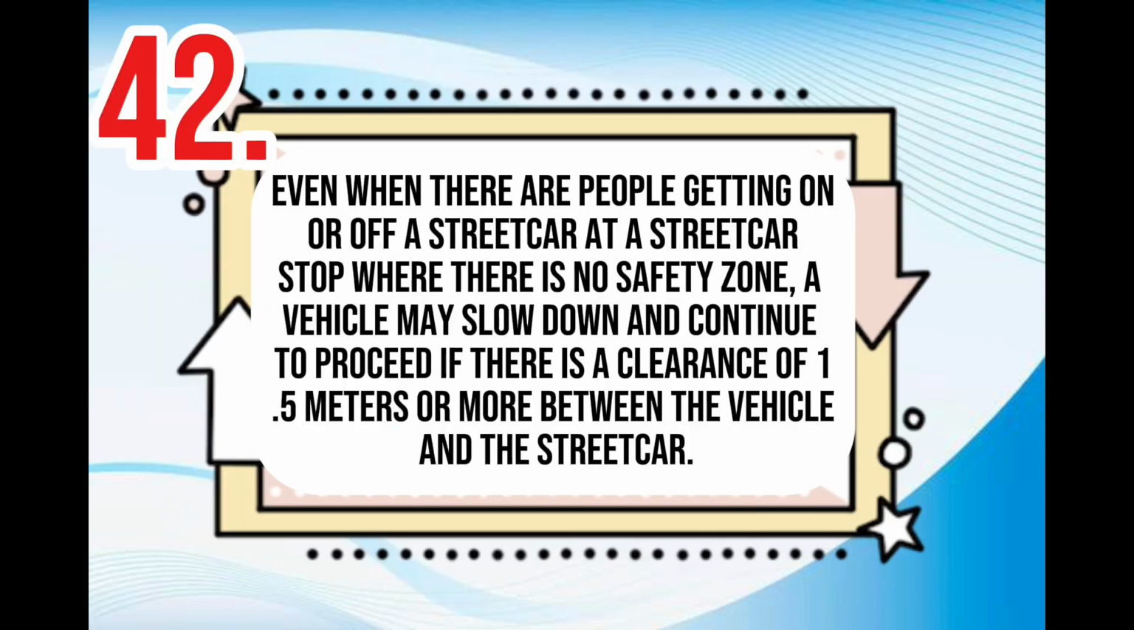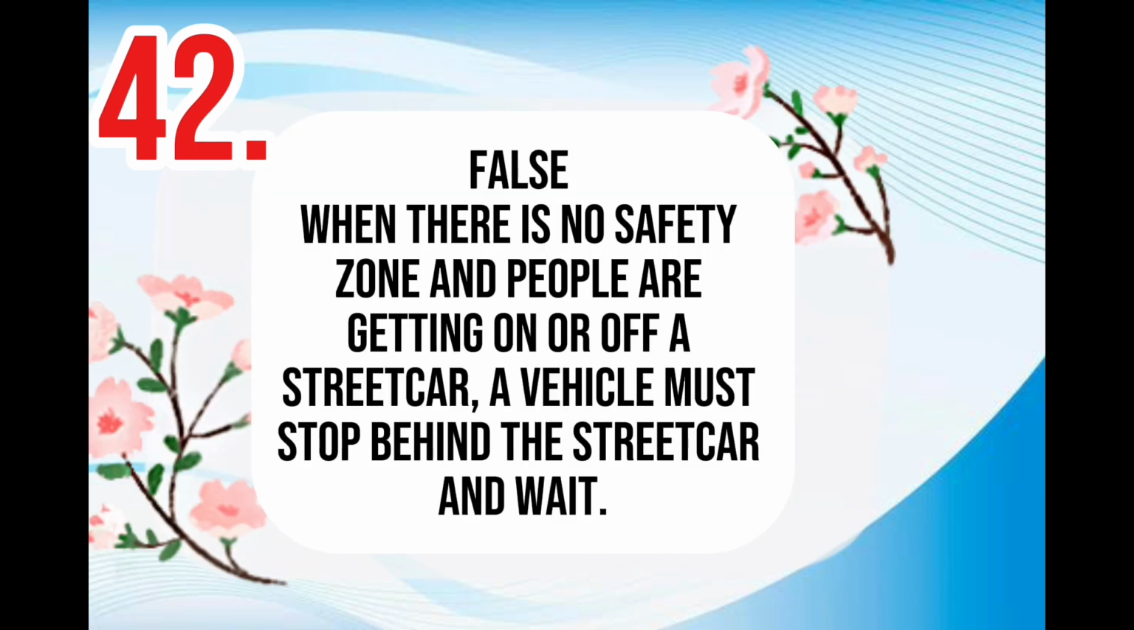Even when there are people getting on or off a streetcar at a streetcar stop where there is no safety zone, a vehicle may slow down and continue to proceed if there is a clearance of 1.5 meters or more between the vehicle and the streetcar. False. When there is no safety zone and people are getting on or off a streetcar, a vehicle must stop behind the streetcar and wait.